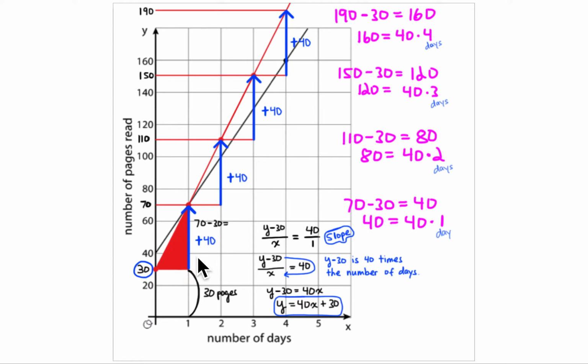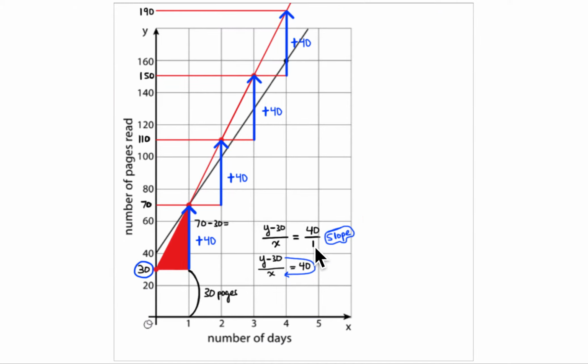So the equation for the red graph is going to be y minus 30. So it's this y value right here minus this 30. She has to slide this triangle down 30 pages. She had a 30-page head start, so you have to take that 30 pages away. Y minus 30, and that's in 1 day. So what's the length right here? So 70 minus 30, this number of pages is 40 pages. So that's 40 pages in 1 day. That's the slope. So y minus 30 over x is 40 pages in 1 day.